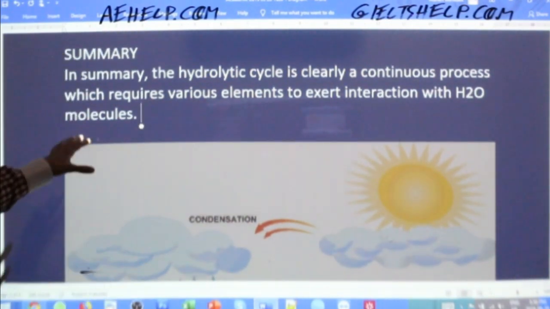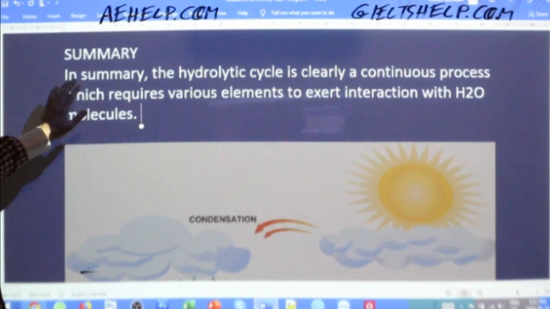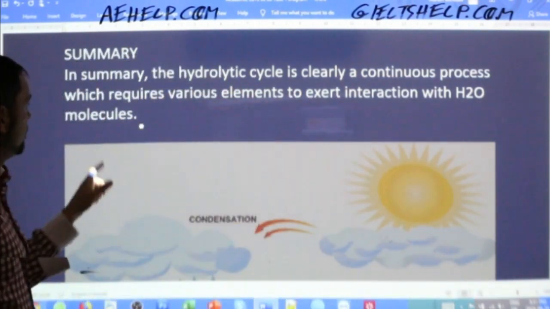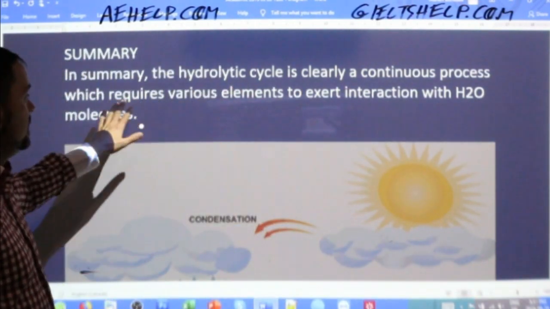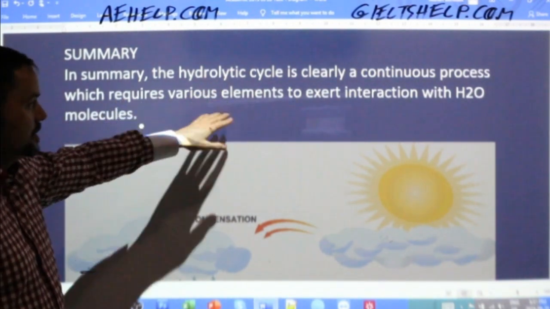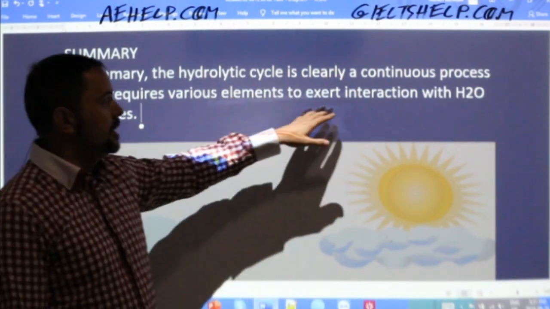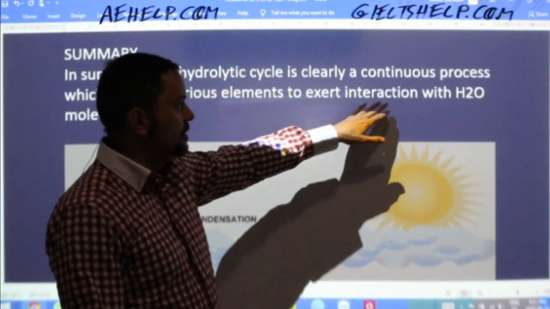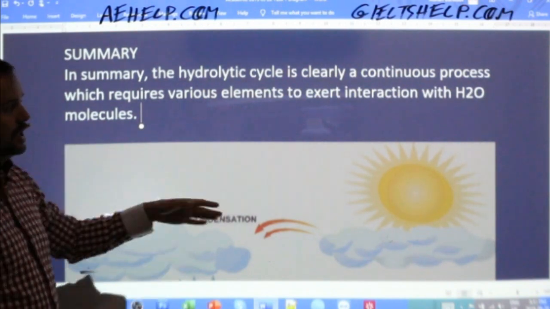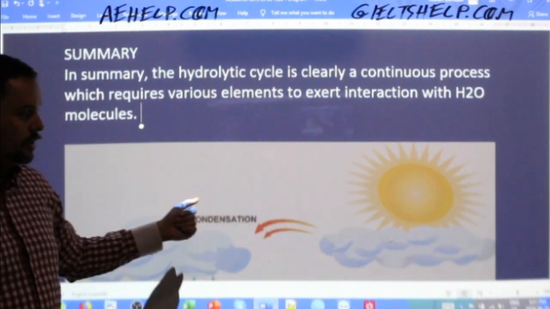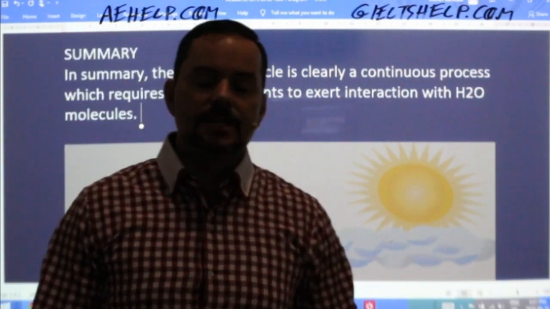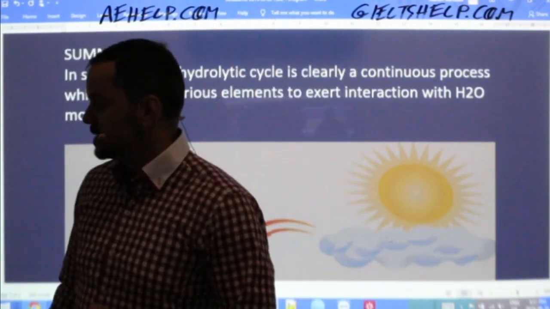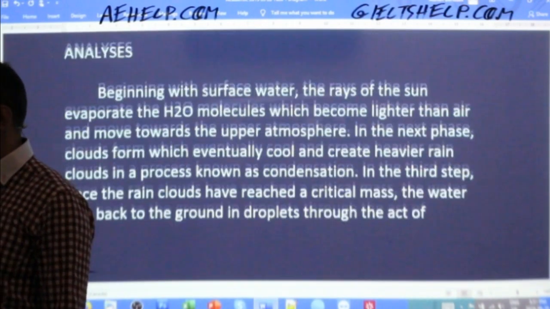You could write this in simpler terms or using simpler vocabulary. In summary, the hydrolytic cycle, so the water cycle, is clearly a continuous process, so that round and around, which requires various elements, so it needs different parts, okay, like the sun, the clouds, the ground. To exert interaction, it means to interact with water molecules, right? So you need the sun, you probably need wind, which we didn't talk about, you need the ground, you need gravity, of course, that we didn't mention as well, but those are the different interactions that are required for this process, okay? So here is the complete essay.